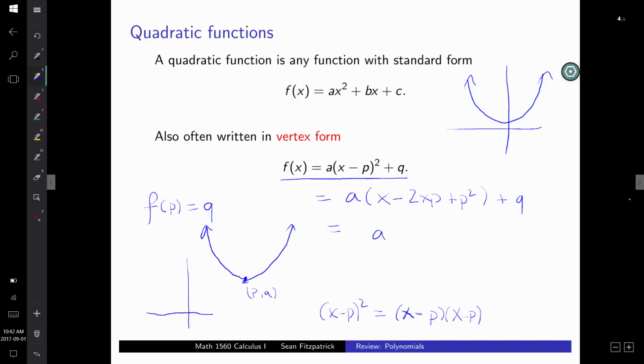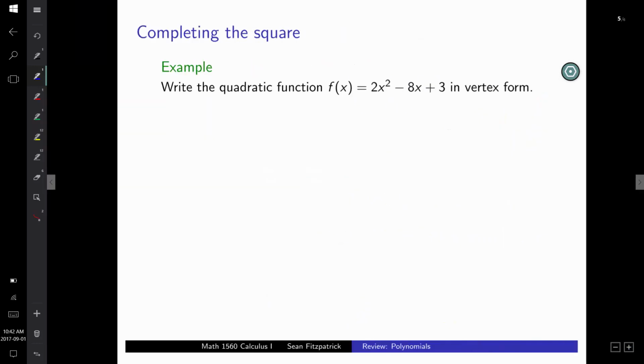So I get an ax squared. I get a minus 2apx, there's my x term, and then there's also ap squared plus q. I get this constant term. So going from vertex form to the standard form, that's straightforward. What about going the other way? Do you guys remember how to do that?